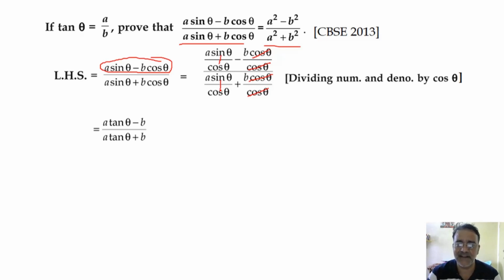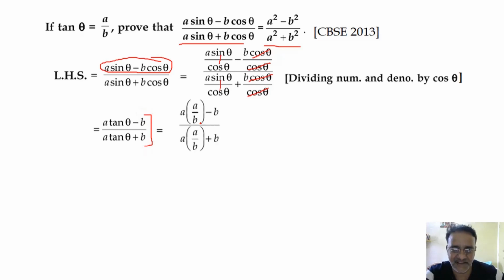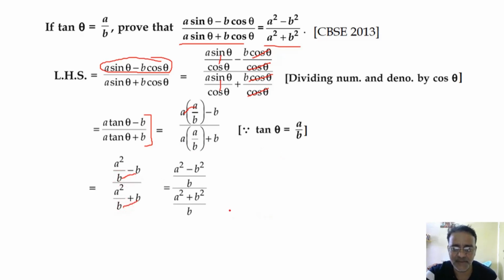Now substitute the value of tan theta. This step is clear? Yes, sir. Okay, substitute the value of tan theta. So this will become A square by B minus B upon A square by B plus B. Take LCM. If you take LCM, you will get this one. Now you can cancel this B and B. So what we are going to get? The RHS. This is the RHS. Hence proved. Any doubt? No, sir.